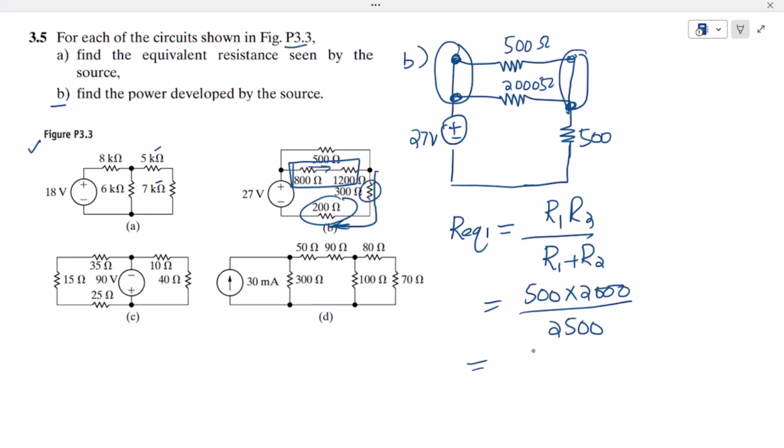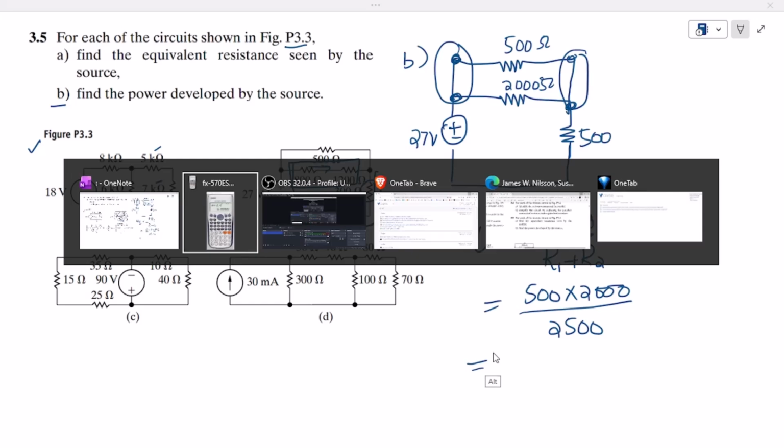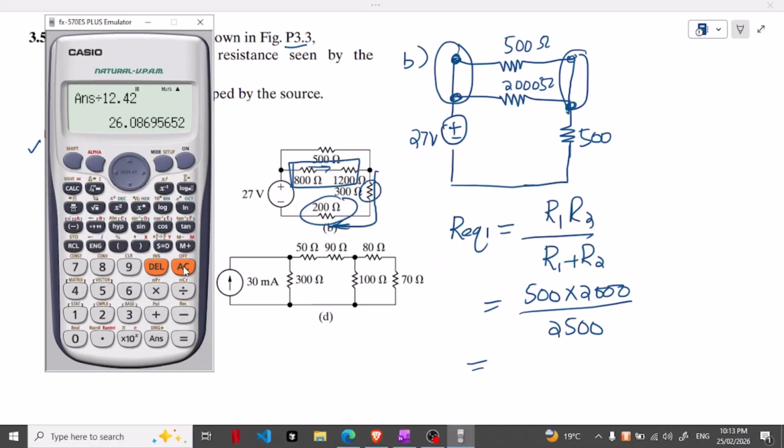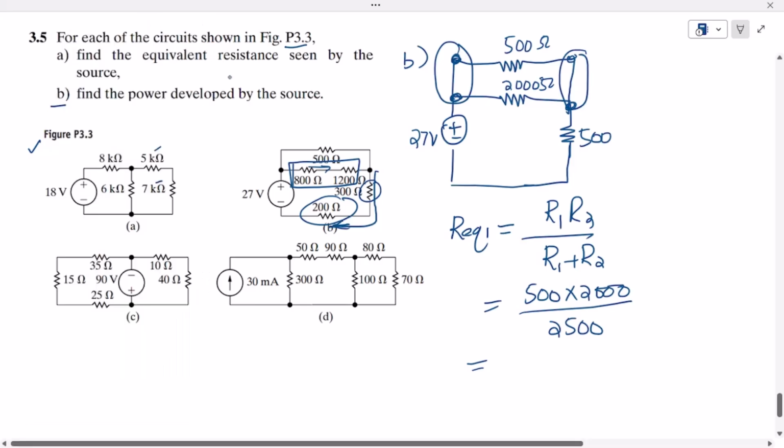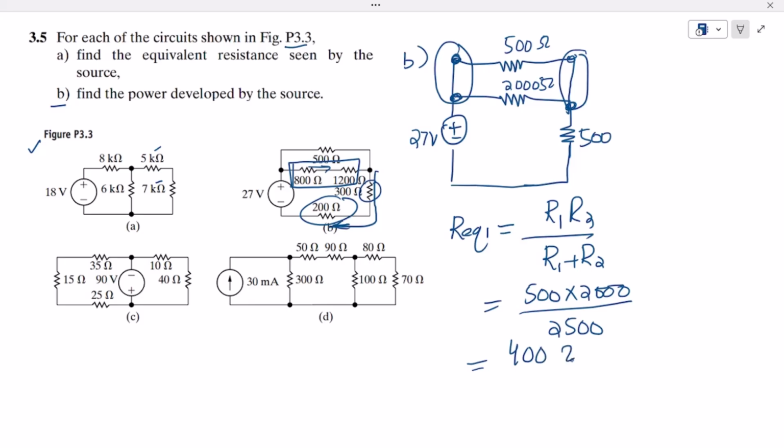So now let me find them out. It will be 500 multiplied by 2000, divided by 2500, it is 400. So this is now 400 ohm.